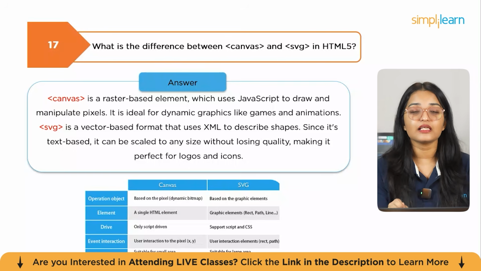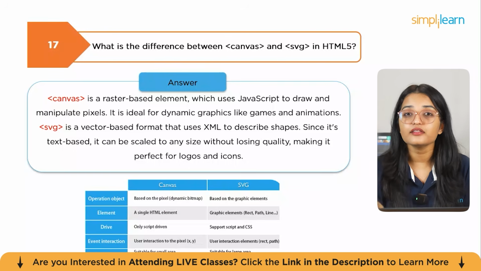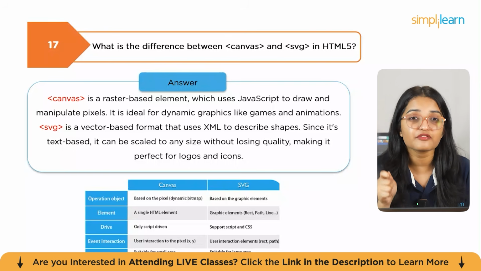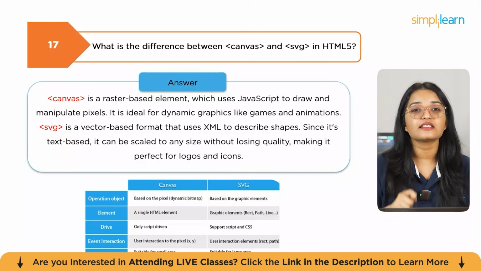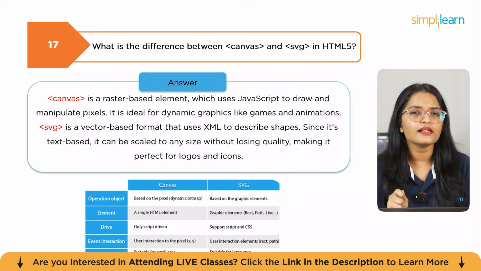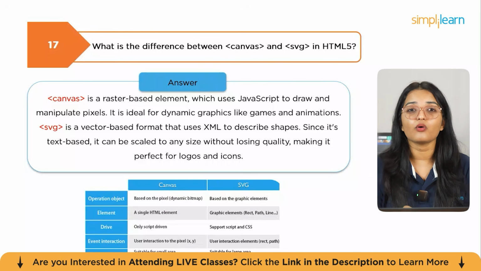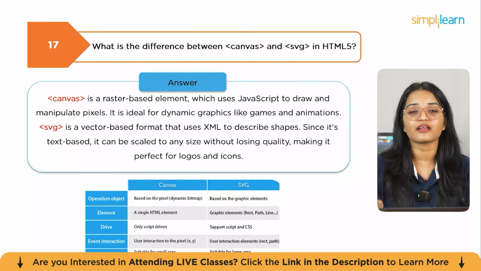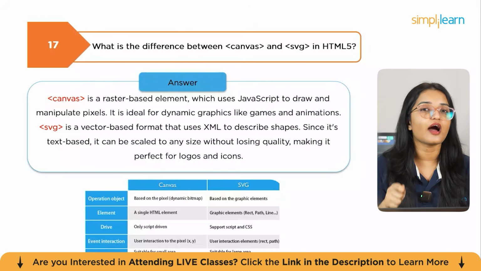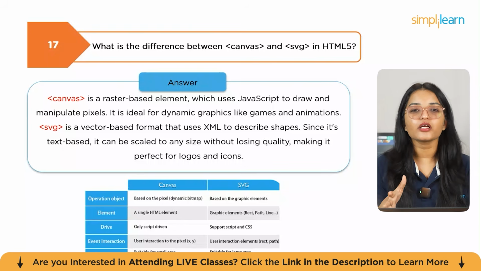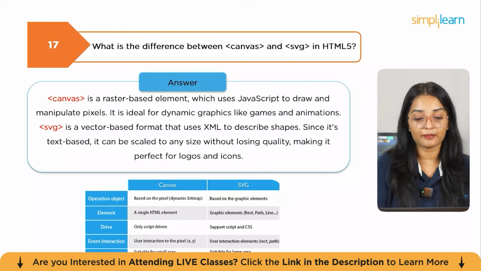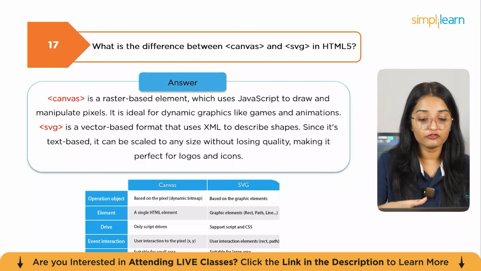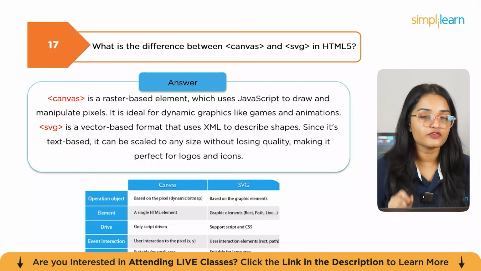The SVG tag, which is the scalable vector graphic, on the other hand, is an XML-based vector format. It uses text to describe shapes, lines, and curves, which means it can be scaled to any size without losing quality. It is ideal for logos, icons, diagrams, and other graphics that need to be sharp and resolution independent. And talking about performance, canvas is best suited for small areas and big data applications, whereas SVG is suitable for large areas or a small number of scenarios.